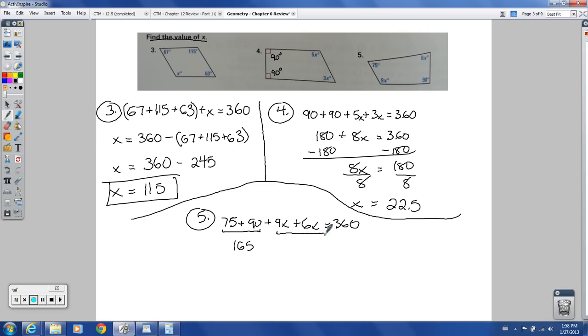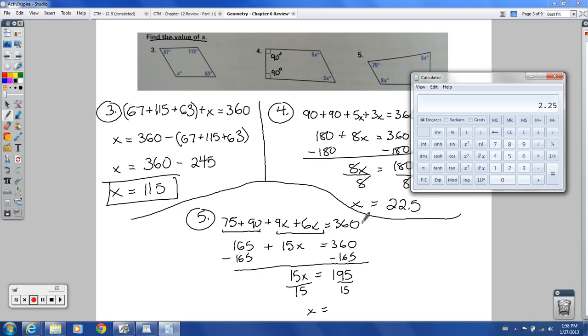These two put together, combining like terms, that would be 15x would equal 360. Subtract 165, and then divide by 15. This is going to be 195, it looks like. Yep. Divide by 15. That means x would equal, let's take the calculator out and figure that out. So 195 divided by 15, x equals 13.